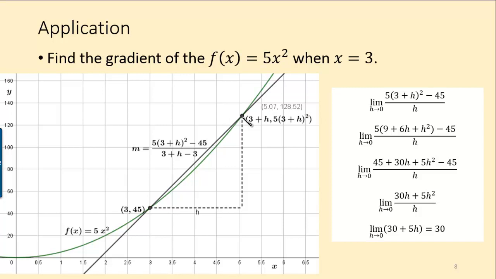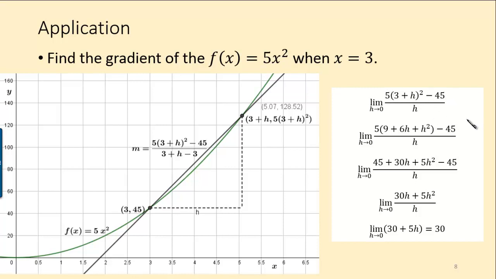So now let's find the gradient of this secant line. The gradient of the secant line is simply the change in the y, which is 5 times (3 plus h) squared minus 45, divided by the change in the x, which is 3 plus h minus 3, leaving us with just h. Now, remember we're using the secant line to determine the gradient of the tangent line. So we want to find the limit as h approaches 0 of this entire expression. If you simply substitute, you get 0 over 0. Notice this becomes 45, 45 minus 45 is 0, and this is 0.